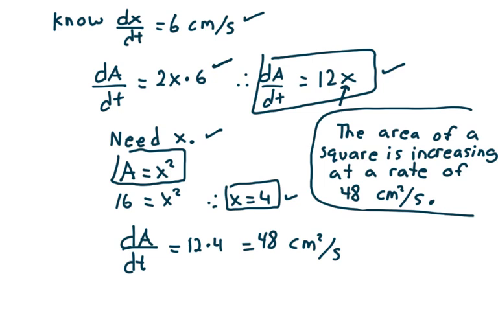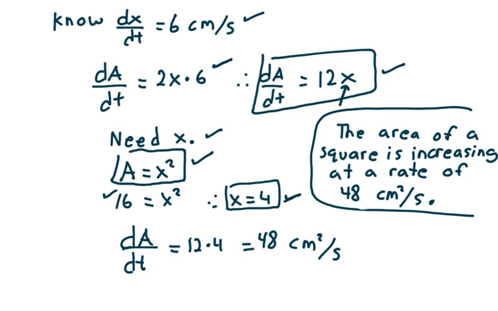But we don't know what x is. Once we know what x is, we can find dA/dt. So we go back to the original equation of A equals x squared. But we know the area of the square in question is 16. So 16 equals x squared. Solving for x, we get x equals 4.